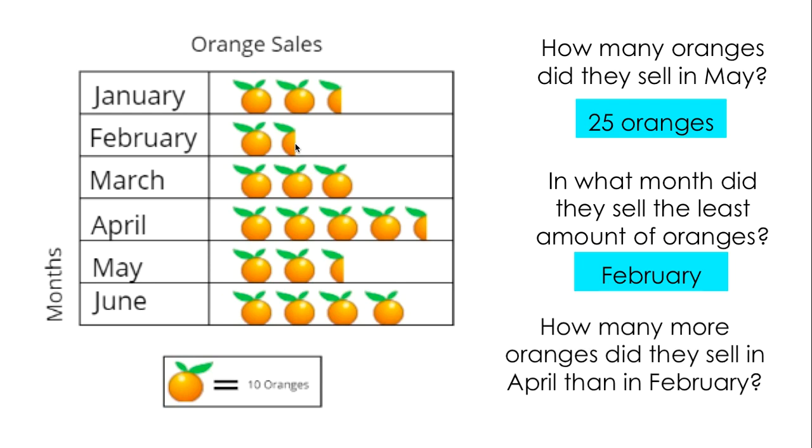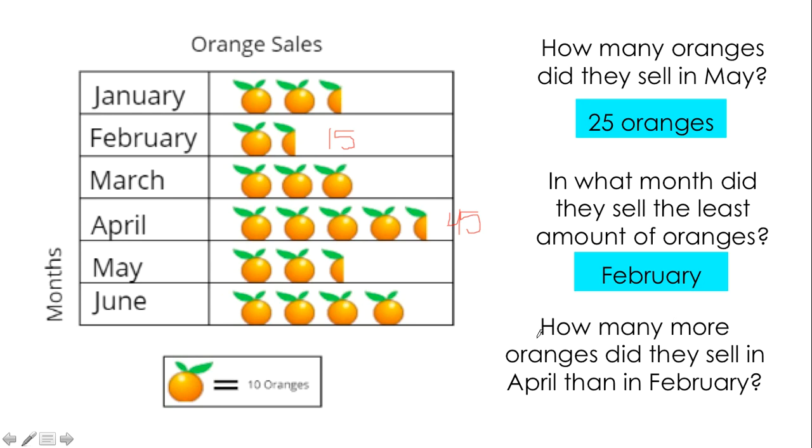And finally, my question says, how many more oranges did they sell in April than in February? So I'm going to take a look at April, and I need to figure out how many it had. So I'm going to skip count by 10. So 10, 20, 30, 40, and 40 plus another 5 is 45. And then I have to look at February. So 10 plus a 5, so 10 plus 5 is 15.